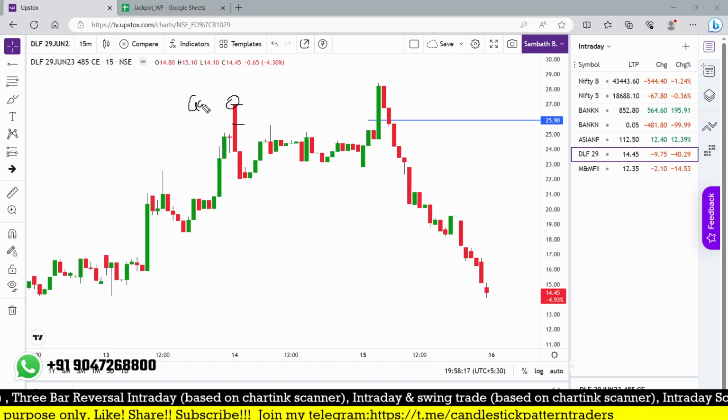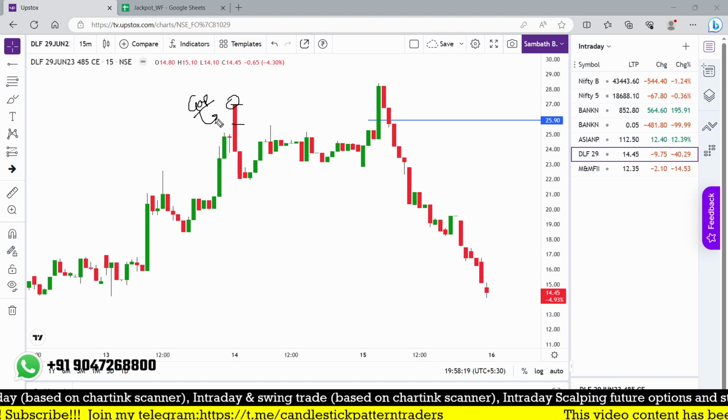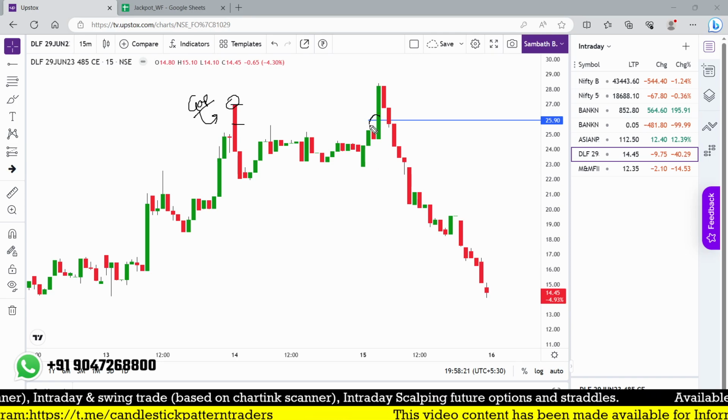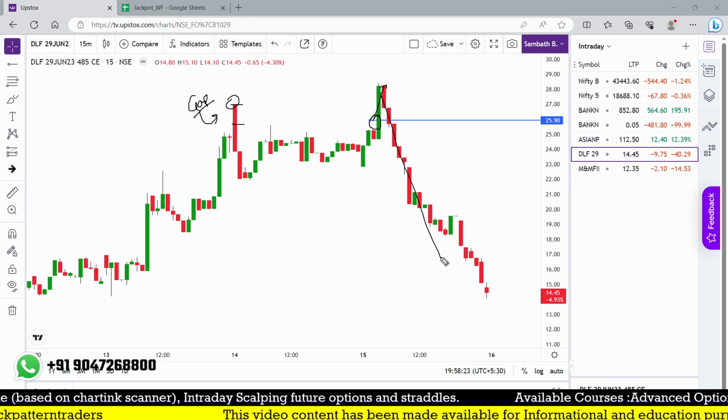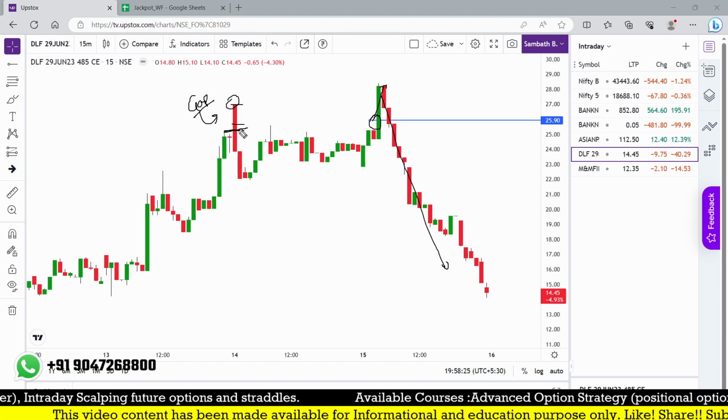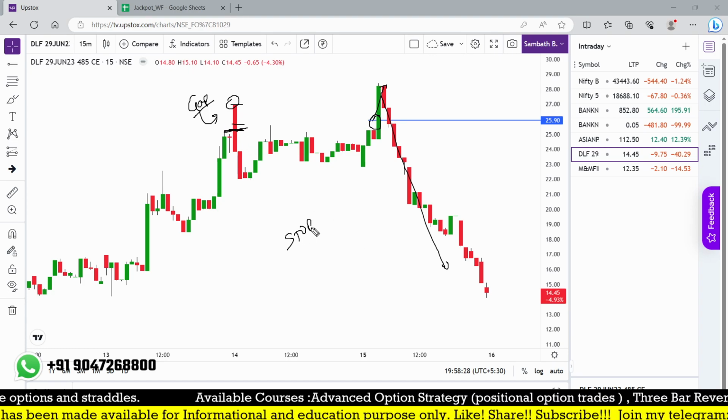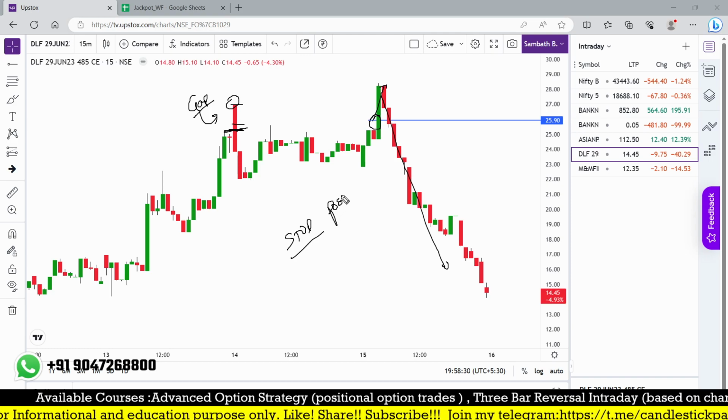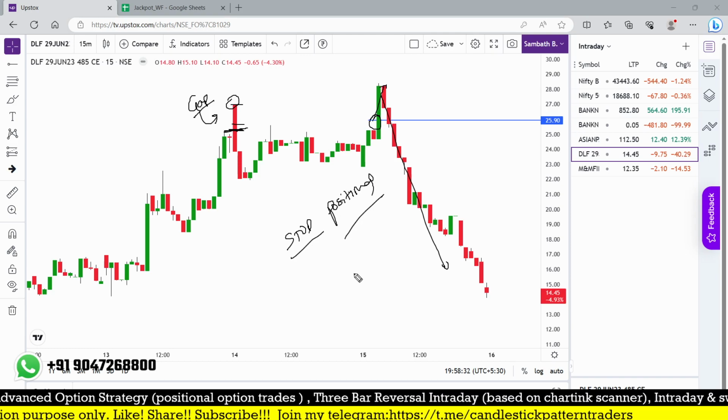Here it opened with a gap up on the 14th, and it was not a valid entry, but we tried a retracement here, it moved, and finally stopped out. Even if you try at this point, this is our stop loss trade on a positional basis, and on day one itself it triggers our stop.